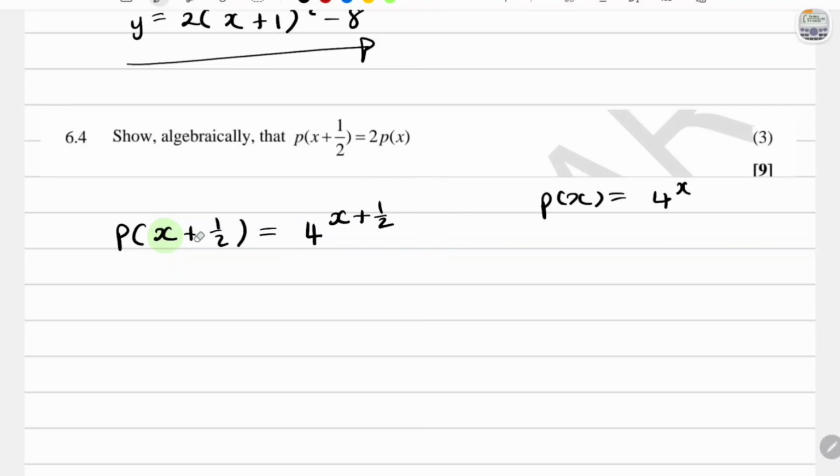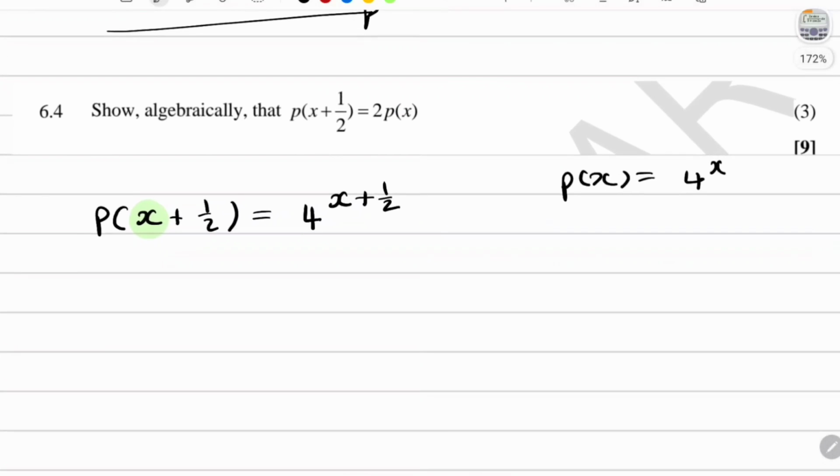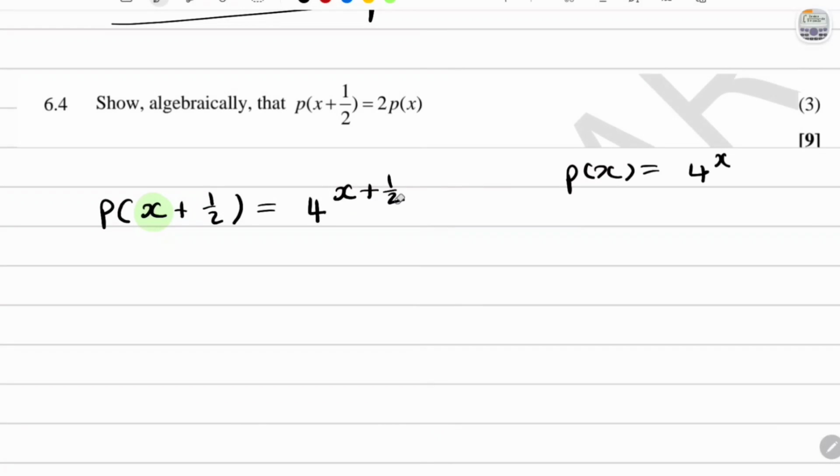Okay, so I've applied the p of x plus a half. I just need to show them that if I simplify this further, it will eventually be concluded to be equal to that. So let's go ahead and see what we can do. Well, first of all, this is a half. It's not so easy to work with a half as an exponent, but I also see this is 4. I could rewrite this 4 in a simpler exponential form.